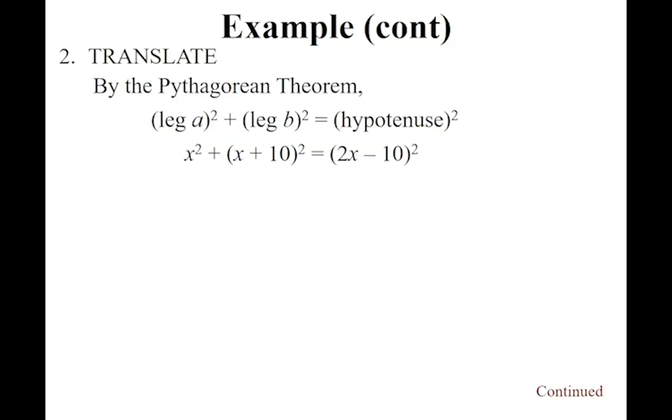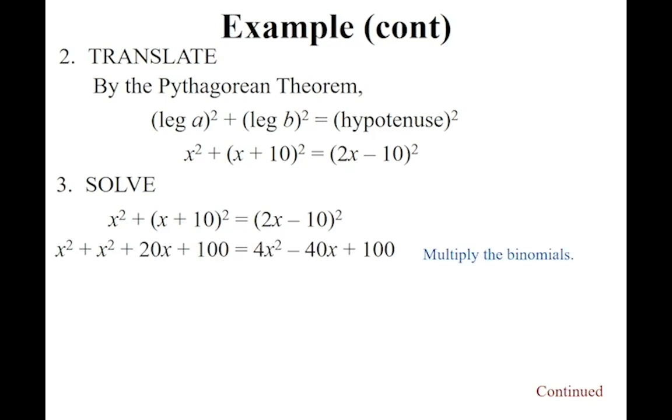Let's put these values in the Pythagorean theorem. So 1 leg squared would be x squared, plus the other leg squared would be x plus 10 squared, equals the hypotenuse squared. That would be 2x minus 10 squared. Be so careful when you solve. X plus 10 squared is not x squared plus 100. Remember, it's x plus 10 times x plus 10. We FOIL it with itself or we use the special formula. Same with the 2x minus 10 squared. We FOIL it with itself or we use the special formula.